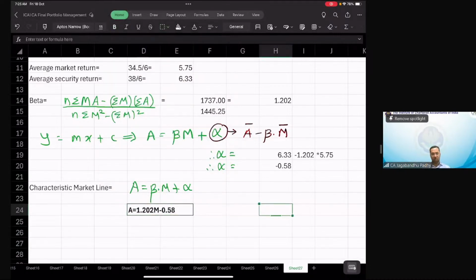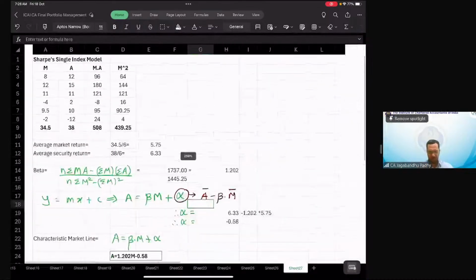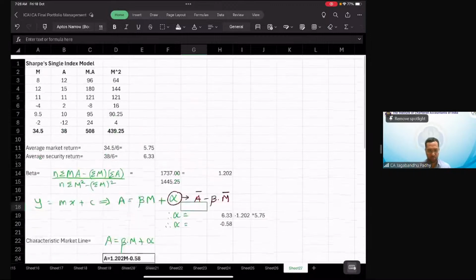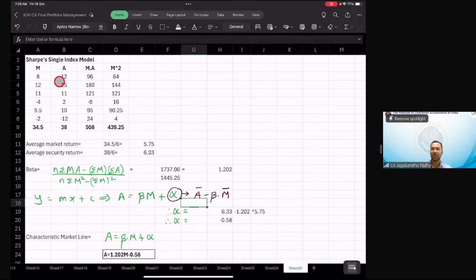Return of A is equal to 1.202 return of market minus 0.58. This is a characteristic market line, or this is what we mean by the regression line, guys. This is what we really meant by regression line, or the line which is said to be the characteristic market line. So this line is actually representing the line which we were talking of earlier, right? This particular line is the straight line which passes through the scatter plot of this.